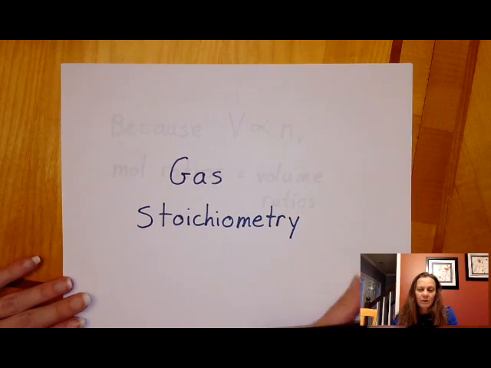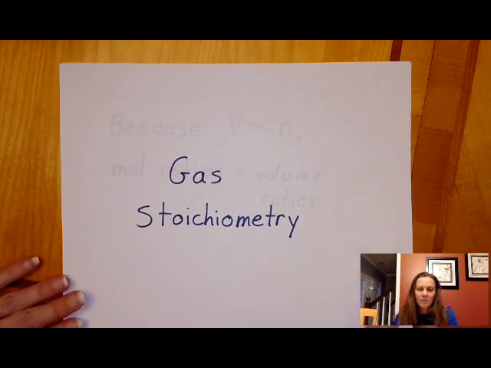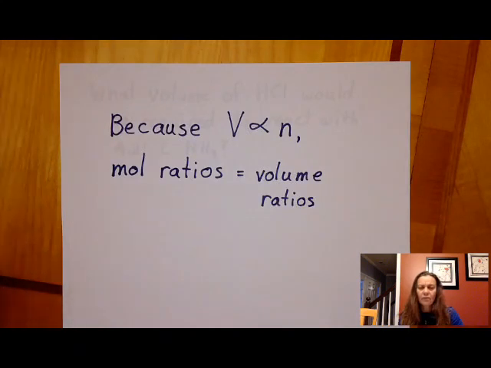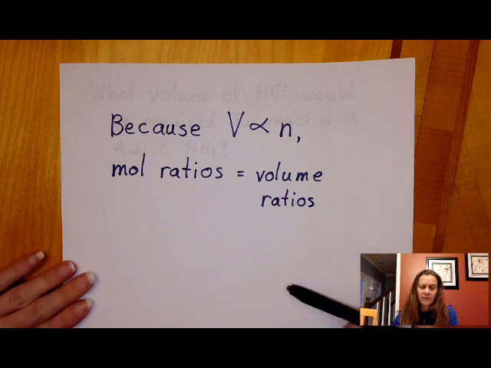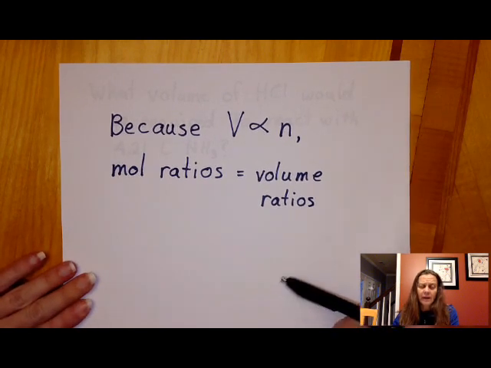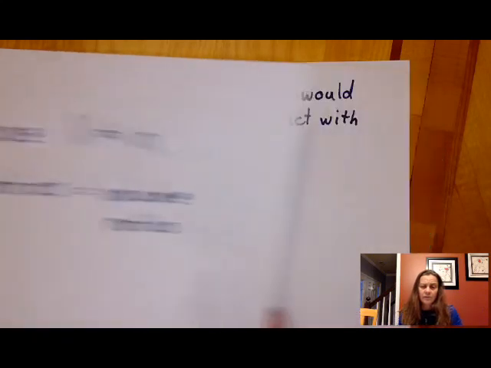So just a quick reminder, when we talk about gas stoichiometry, because volume is directly proportional to the number of moles, this means that we can use mole ratios like we use anywhere else in stoichiometry, and we can make them volume ratios because the number of moles is directly proportional to volume. So let's take a look at an example problem, and I think you'll start to see what I mean.